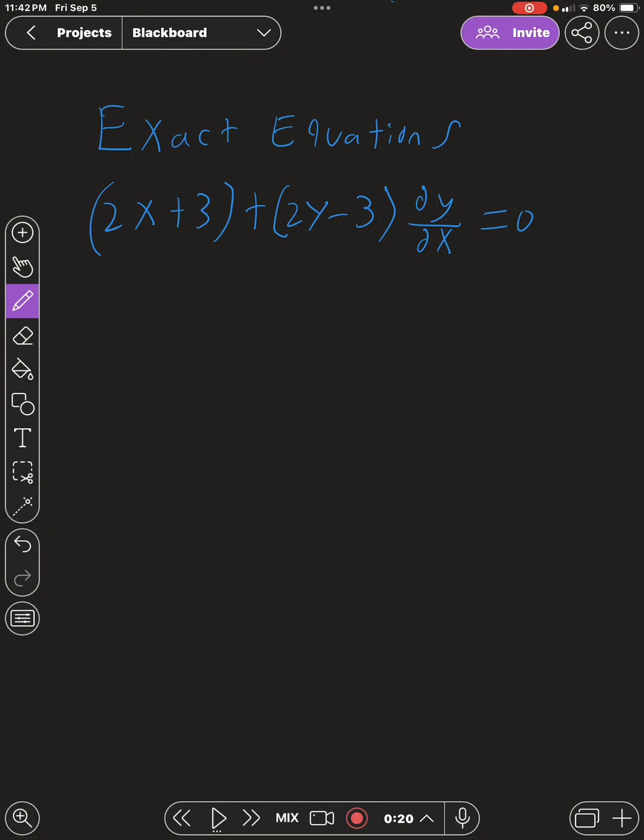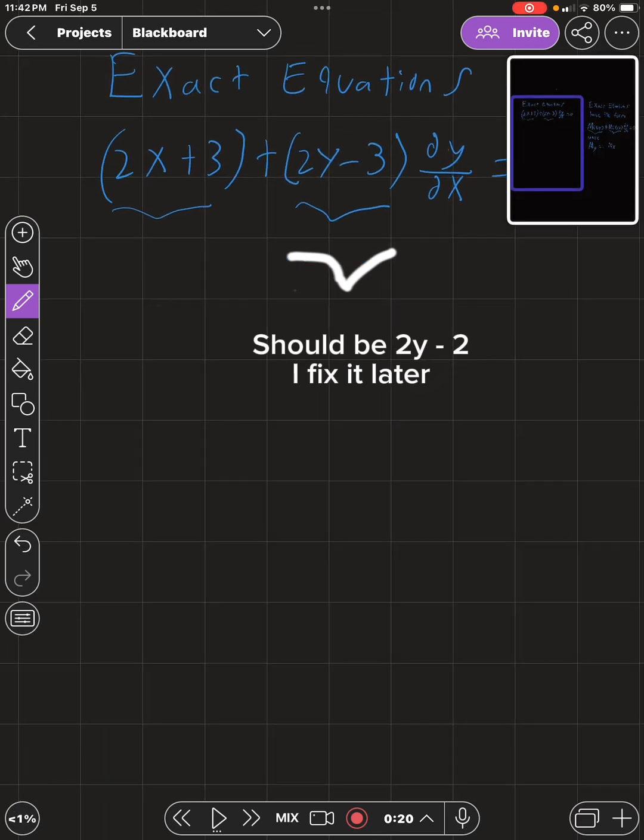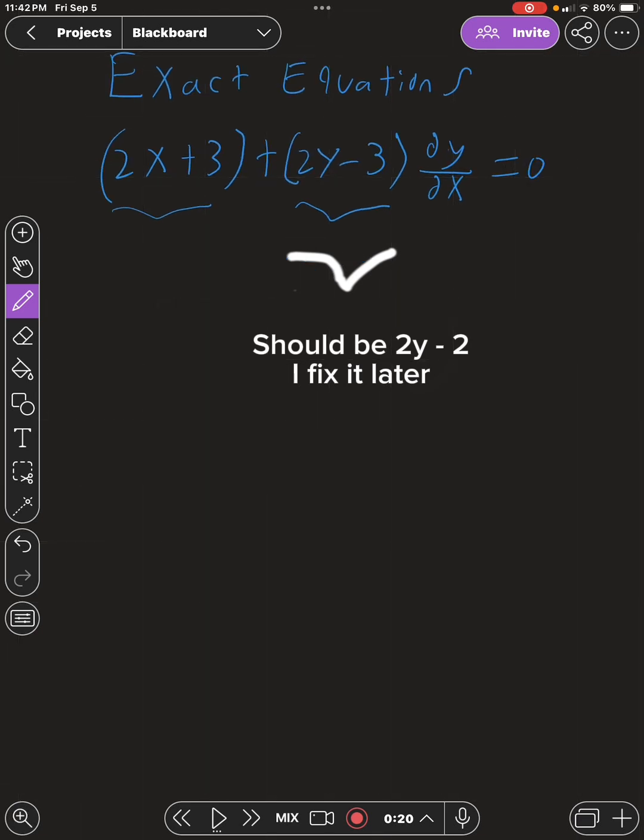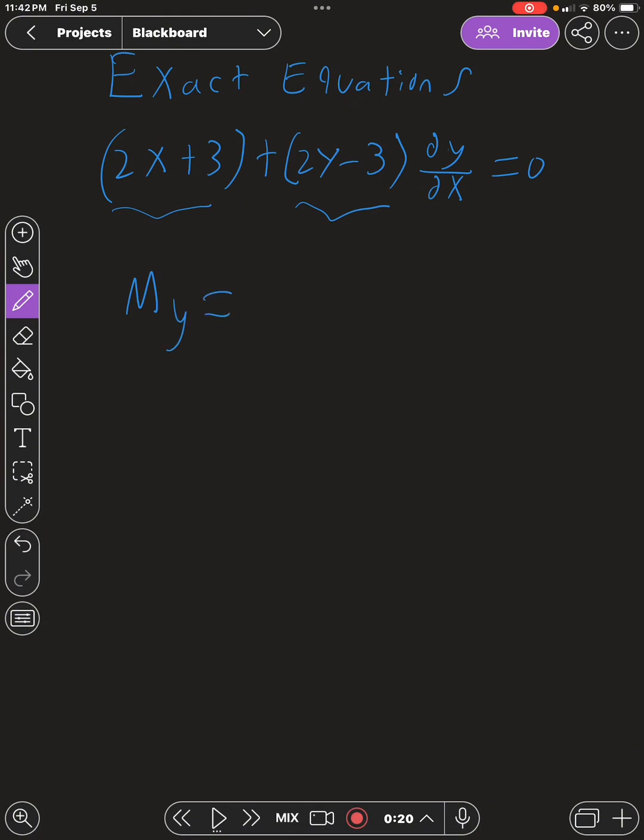So let's look at this equation. Is it exact? That's the question. It looks like it's in a pretty good form. It's in the form M plus N dy/dx equals 0. So we have our M and our N. We're going to take the partial derivative of M with respect to y. What is that going to be equal to? The derivative with respect to y of 2x plus 3. There's no y term in this, so everything is treated as a constant, so it's just going to be 0. Now let's take the partial derivative of N with respect to x.